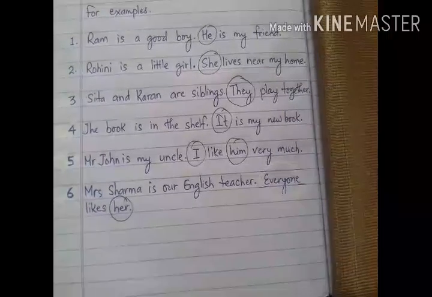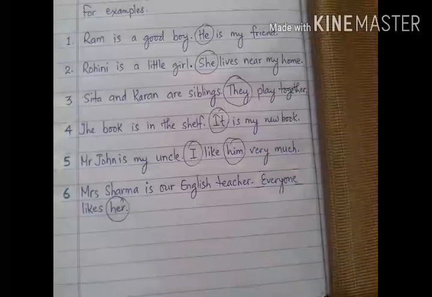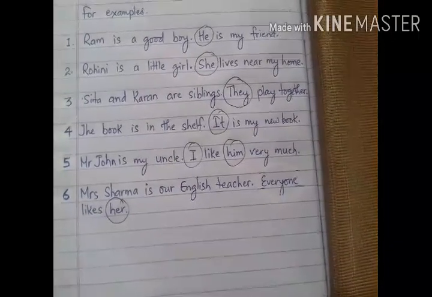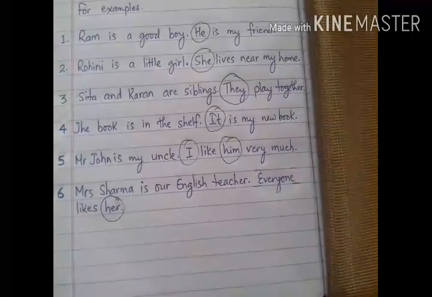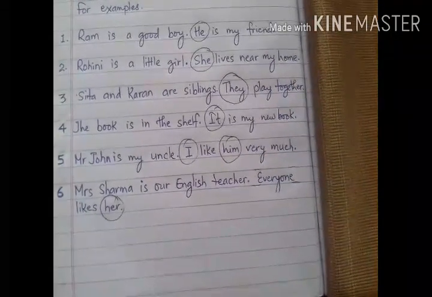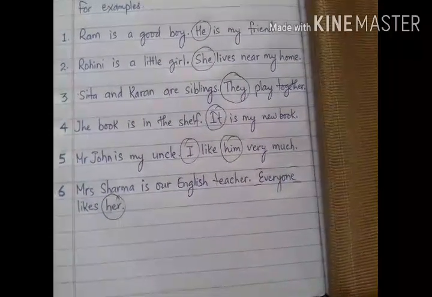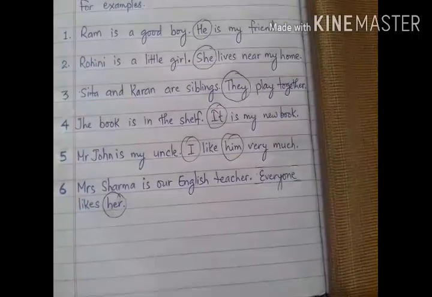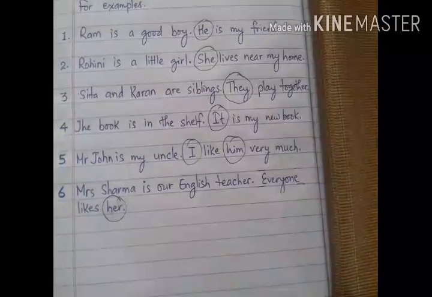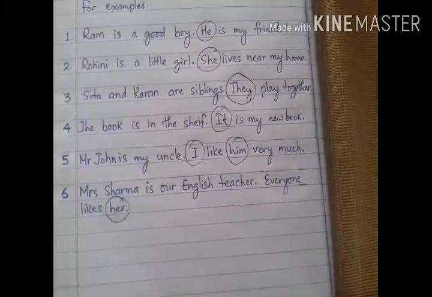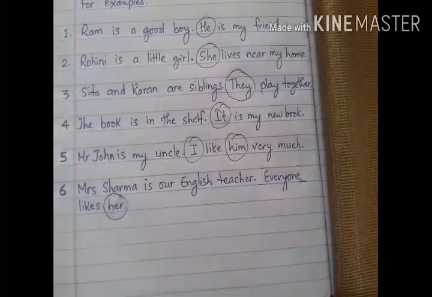And come to the third example. The third example is Sita and Karan are siblings. So here we have three nouns, Sita, Karan and siblings. If you see the second sentence, we have they play together. Here we don't have any noun, but to understand pronoun we have circled the word they. So here the word they is used for the two nouns Sita and Karan. So the word they is a pronoun here.